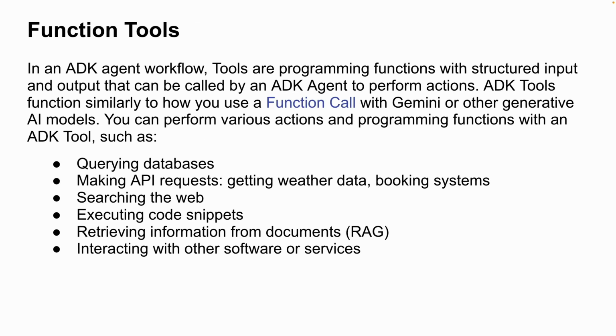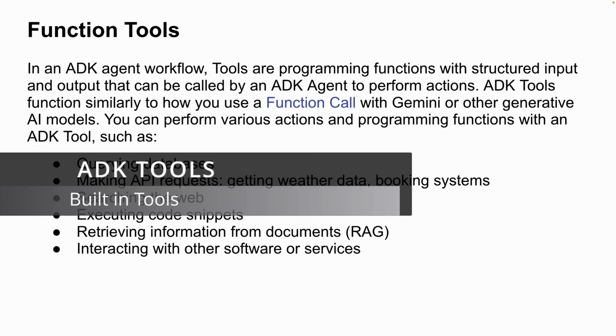Last but not the least is the function tool. This is the most extensively used in ADK. In an ADK agent workflow, tools are programming functions with a structured input and output that can be called by the ADK agent to perform actions. ADK tools function similarly to how you use a function call with Gemini or other generative AI models. You can perform various actions and programming functions with an ADK tool, such as querying a database, making an API call, searching the web, executing code snippets, retrieving information from documents using retrieval augmented generation or RAG, and interacting with other software or services. We'll quickly see our first tool, that is called the built-in tool.